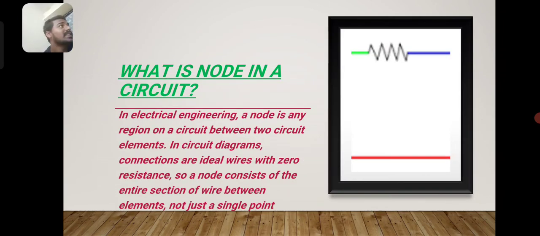What is a node in a circuit? In electrical engineering, a node is any region on a circuit between two circuit elements. In circuit diagrams, connections are ideal wires with zero resistance. So a node consists of the entire section of wire between the elements, not just a single point.